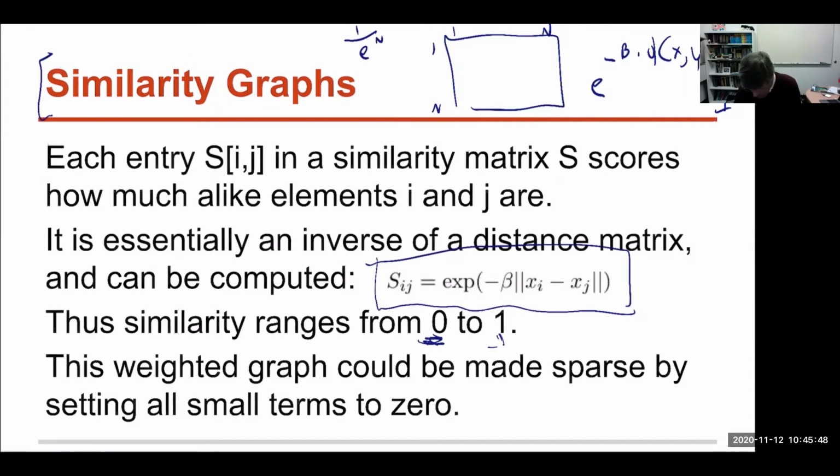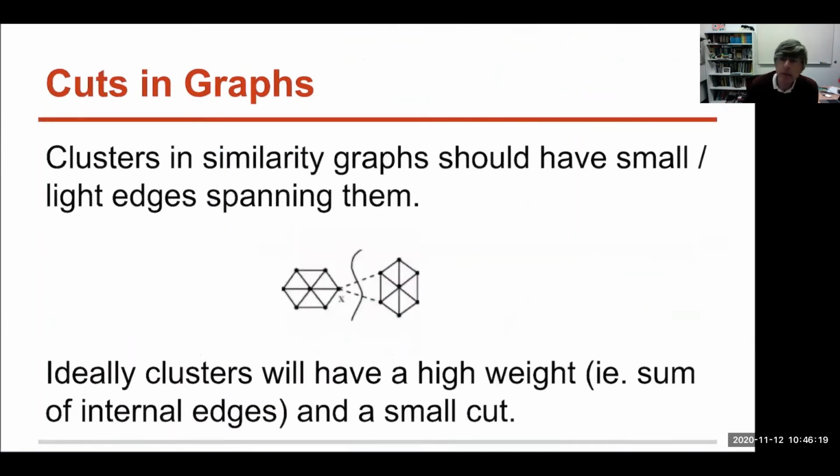What's good about that is that it starts to make our matrix of similarities look like an adjacency matrix of a graph. All small numbers could be set to zero, meaning there is no connection between I and J. All things close to one can be said to have a connection between them. And so viewing things as a similarity graph gives us a different way to think about clusters, in terms of graph theoretic ideas like cuts.